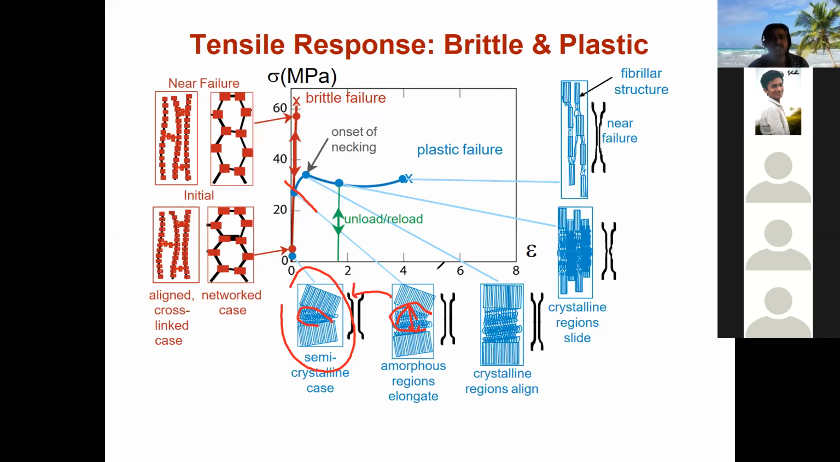Okay, now we'll go to the next stage. Still, you keep on increasing your stress. This is the onset of necking here. At this stage, if you look closely at the crystalline part, once the plastic region starts, the crystalline part orients in one direction, that is, in the applied stress direction. So all the crystal regions are orienting in one direction, that is, to the stress direction. If you are applying stress in this direction, your crystal region orients in this direction.